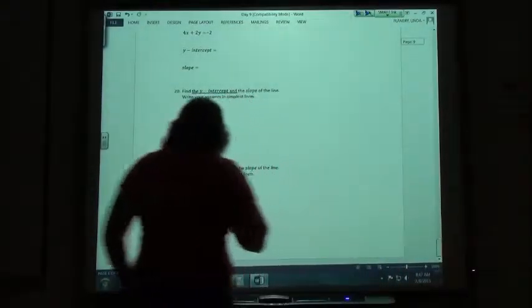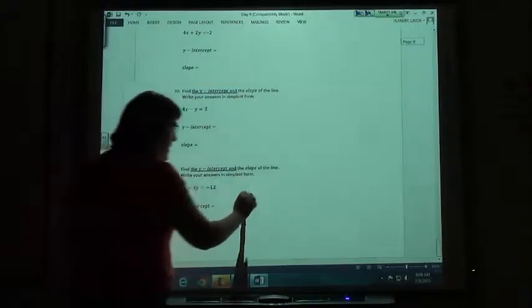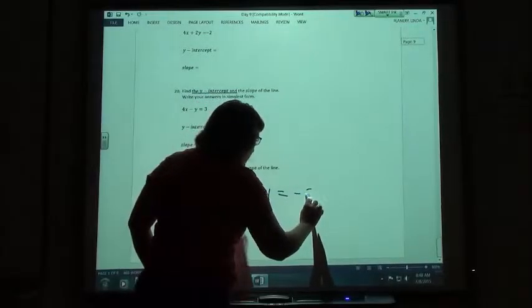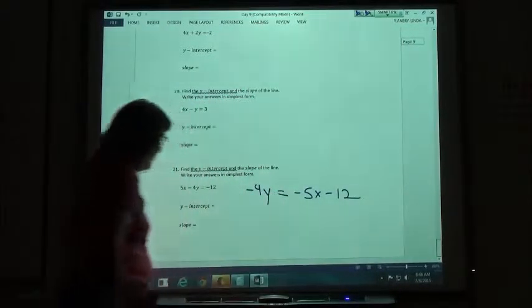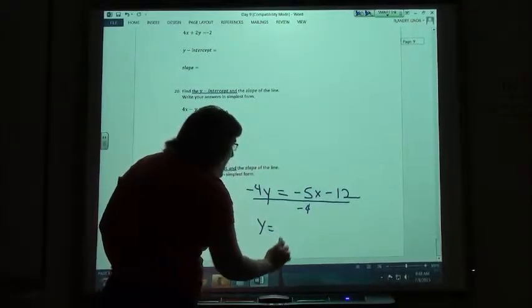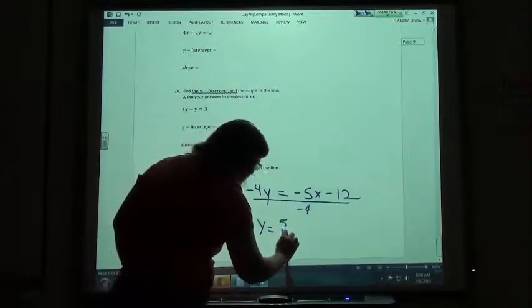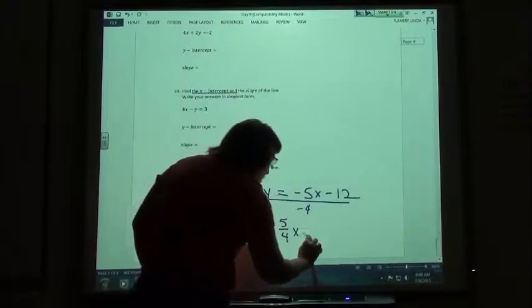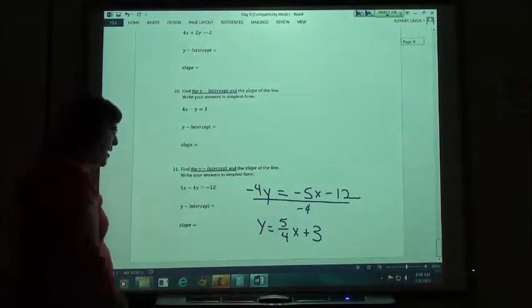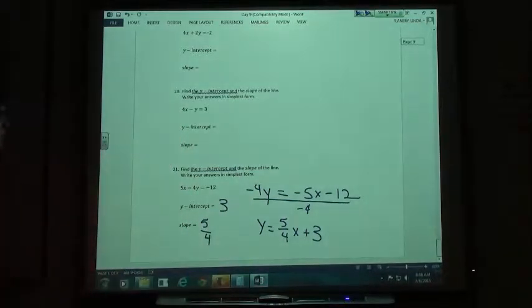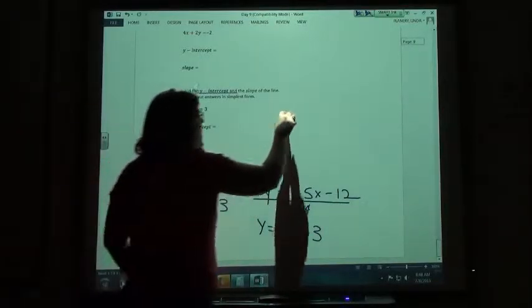And number 21, same thing. I want to solve this one. I'm going to have negative 4y equals, I'm going to move my 5x to the other side, so negative 5x minus 12. I'm then going to divide everything by negative 4. So y is going to equal, negative over a negative is going to make that a 5/4 x. Negative over a negative, negative 12 divided by negative 4, positive 3. So my y-intercept is 3, my slope is 5/4.